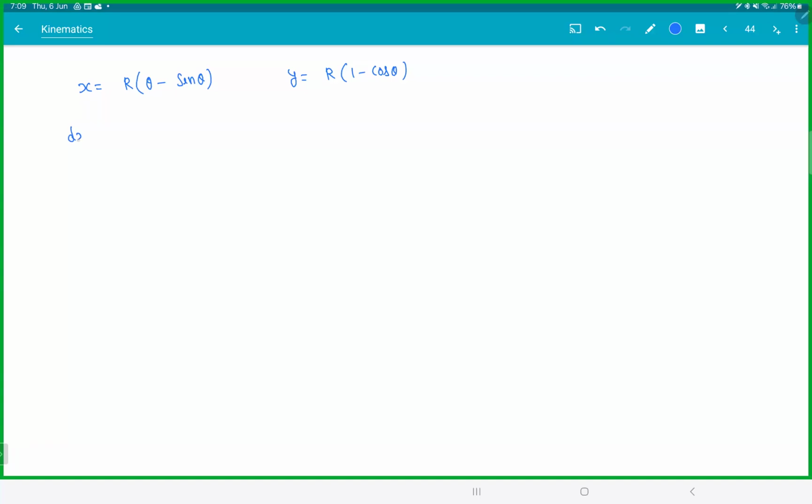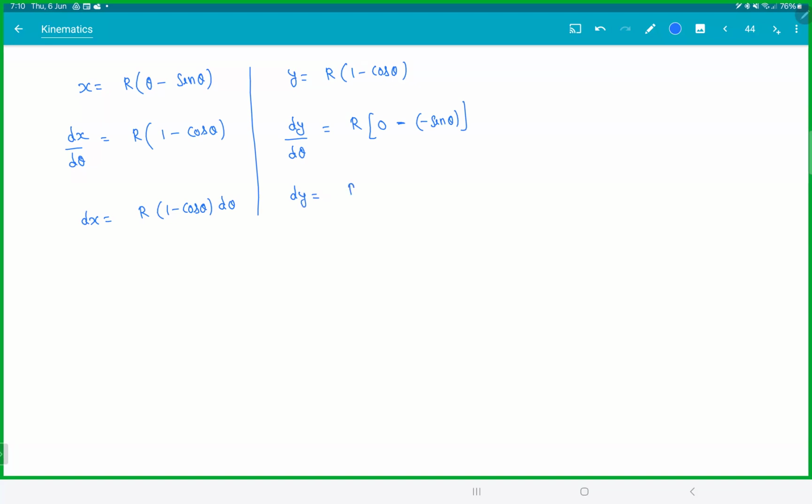Now, if I differentiate this, dx by d theta would be r into 1 minus cos theta. If I differentiate this, dy by d theta would be r into 0 minus of cos theta, which is minus sine theta. So from here we get dx would be r into 1 minus cos theta d theta, and dy would be r sine theta d theta.